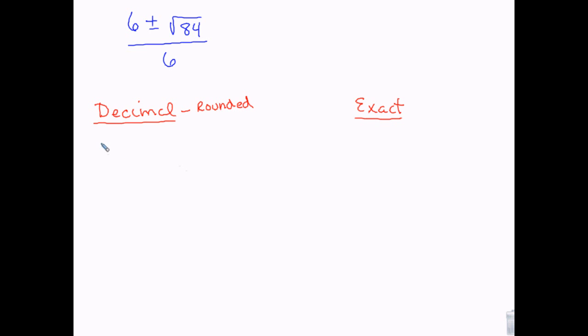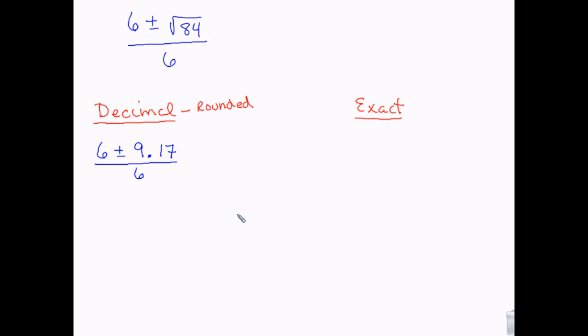If I do that first, I plug in 84, take the square root of it, and I'm going to get 9.16515, and so on forever and ever, right? So I'm going to take it out to 2 decimal places. That's usually safest. Take it out to at least 2 unless you're told specifically which decimal place to take it out to. So I get 9.17 divided by 6.